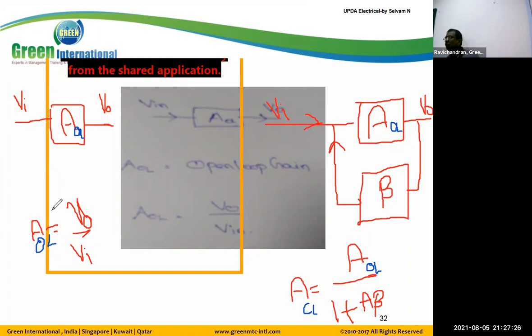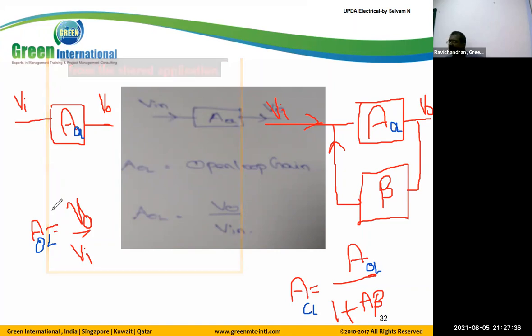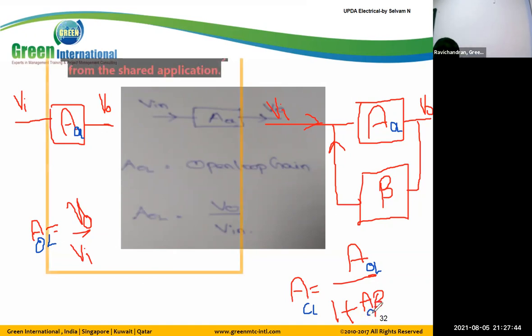The formula for the open loop gain is equal to output by input, simply output by input. For feedback systems, we call it closed loop, CL, which is equal to A OL divided by 1 plus A OL beta. For understanding purposes, I put OL and CL. Usually in our book, they represent it with a dash symbol, A dash. A dash stands for the closed loop gain.